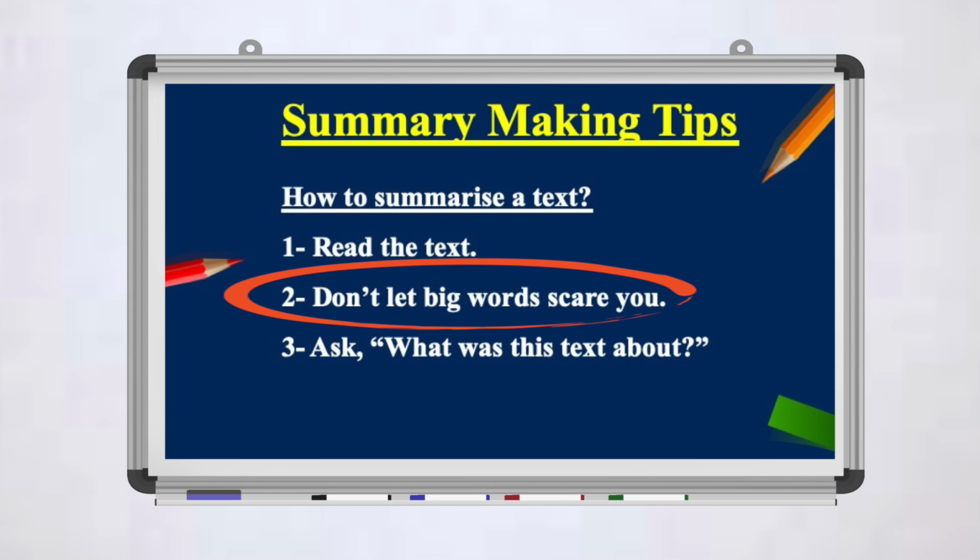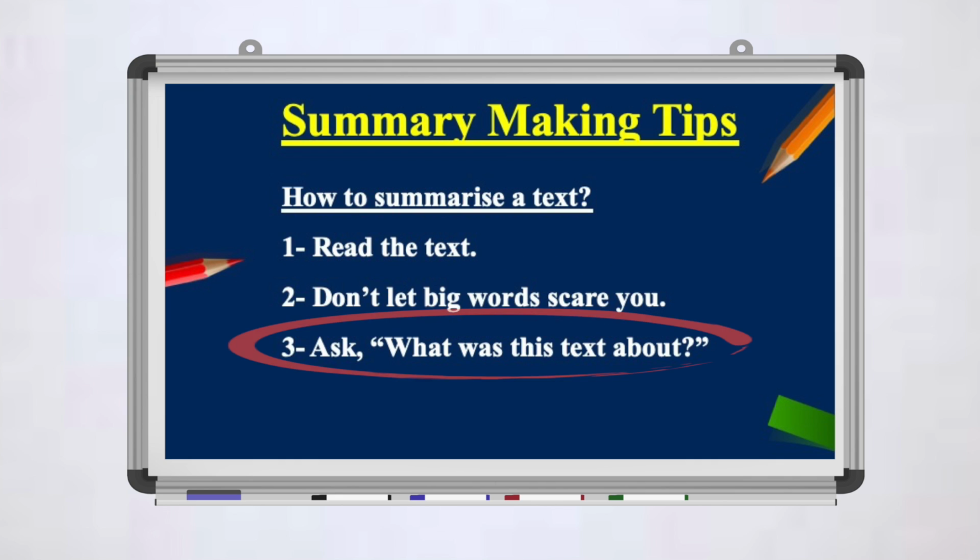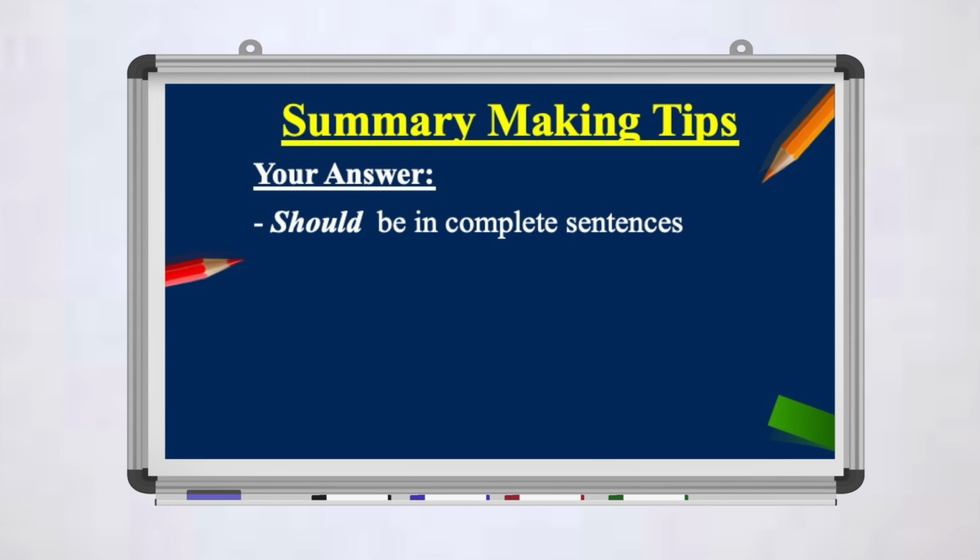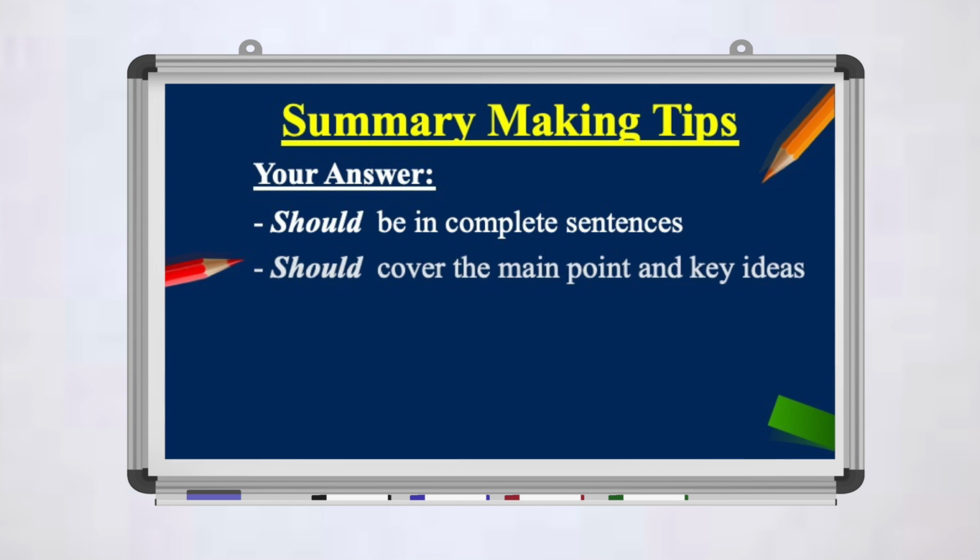If a big word scares you, then read the sentence again in order to understand the context, and that will help you understand or guess what the word means. Number three, ask, what was this text about? What are the ideas that were mentioned inside the text? Your answer should be in complete sentences. It should cover the main point and key ideas.